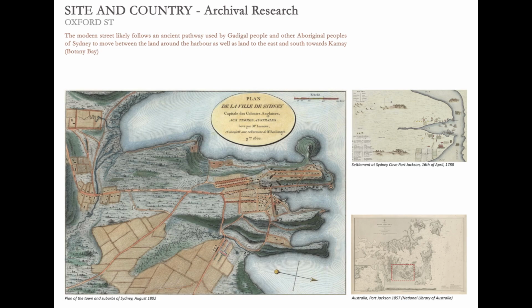Archival research indicates that Oxford Street is likely aligned with an ancient pathway utilized by the Gadigal people and other Aboriginal communities of Sydney for movement between the lands surrounding the harbour and those to the east and south towards Kamay, which is Botany Bay. Historical documents such as Plan de la Ville de Sydney from August 1802, created by M. Lesueur, and the map of Port Jackson from 1857 illustrate the early colonial settlement at Sydney Cove, established on April 16, 1788. These maps underscore the enduring significance of these pathways and the deep connections between the land, the Aboriginal people, and the development of urban Sydney.